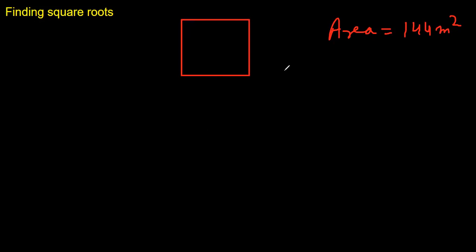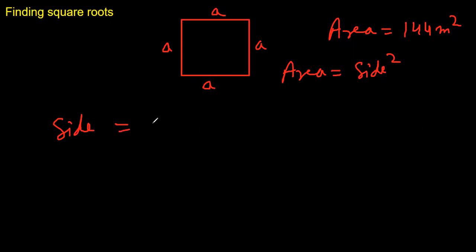Well, we know the formula of area of square is equal to side square. Let each side of this square be a, small a, right? Now the perimeter would be the sum of these four sides, that is 4a. But we need to find a first. Here you are given area and you are asked side. So you will say the side, small a, would be equal to square root of 144.